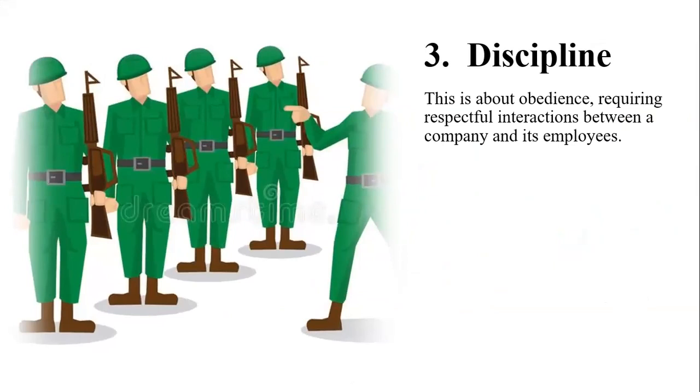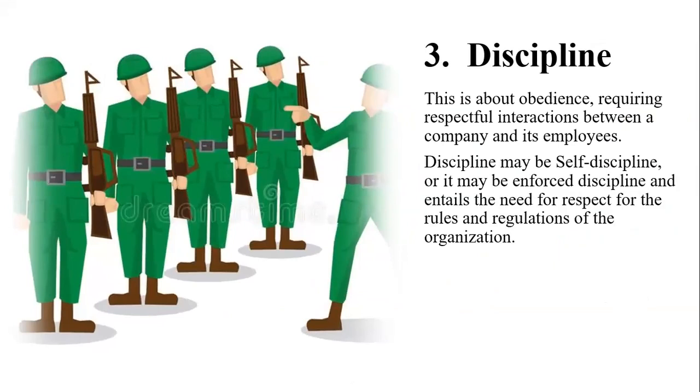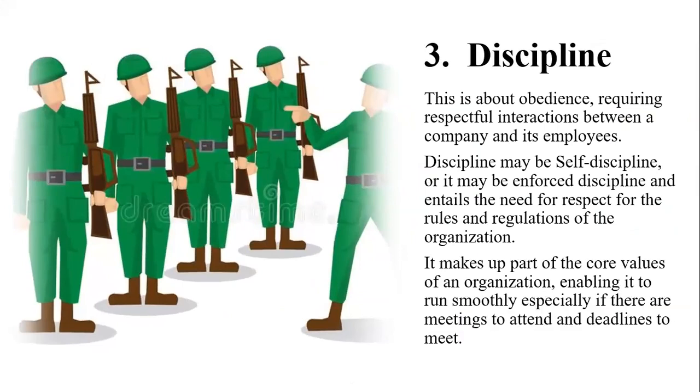Discipline. This is about obedience, requiring respectful interactions between a company and its employees. Discipline may be self-discipline, or it may be enforced discipline, and entails the need for respect for the rules and regulations of the organization. It makes up part of the core values of an organization, enabling them to run smoothly, especially if there are meetings to attend and deadlines to meet and the pressure's on. A deadline is not a guideline. This you need to remember.